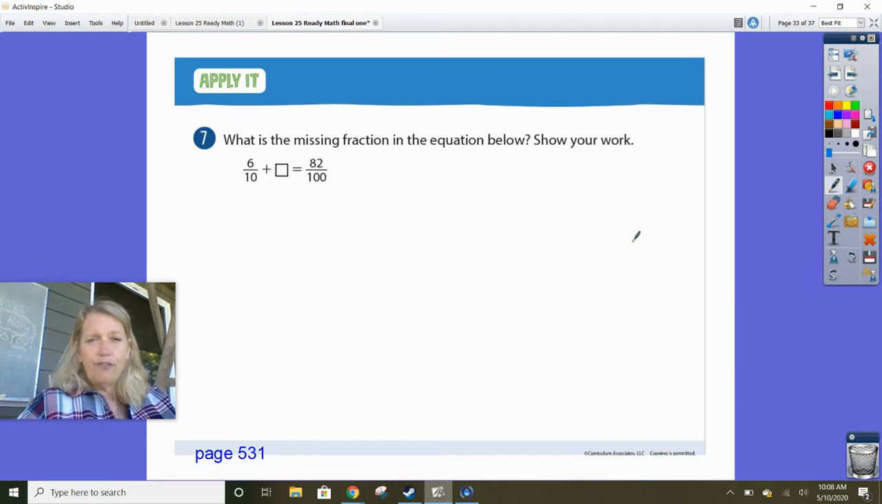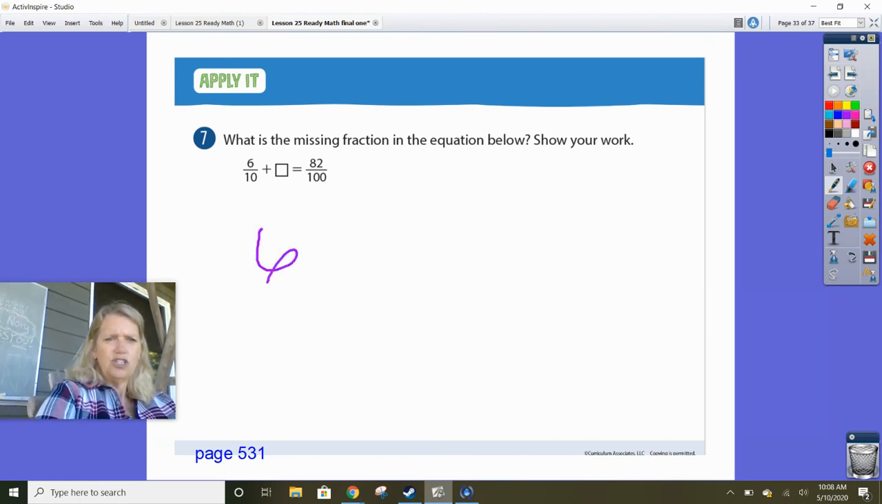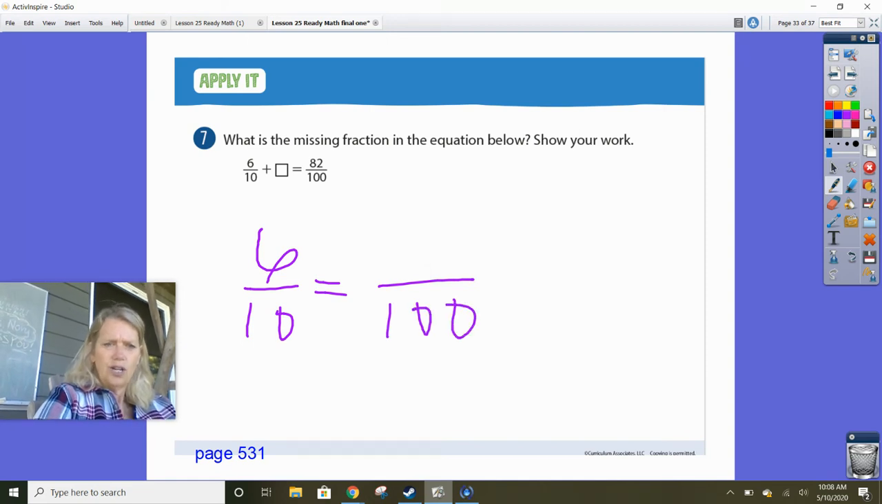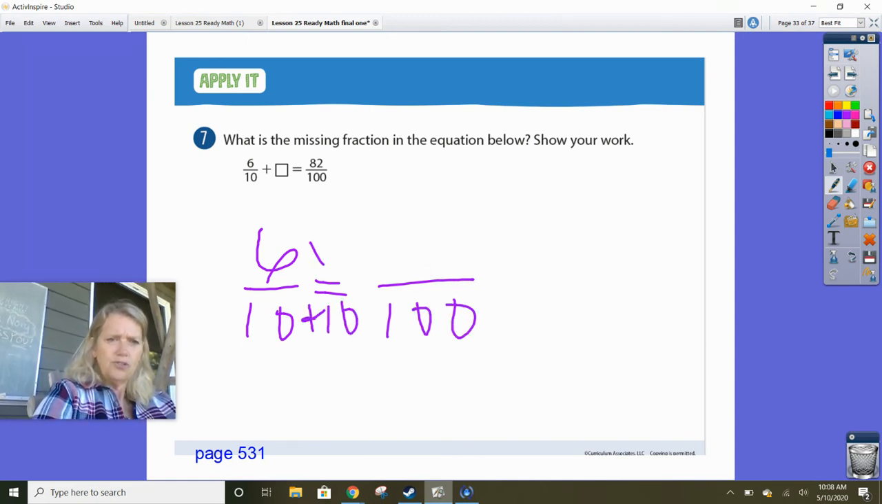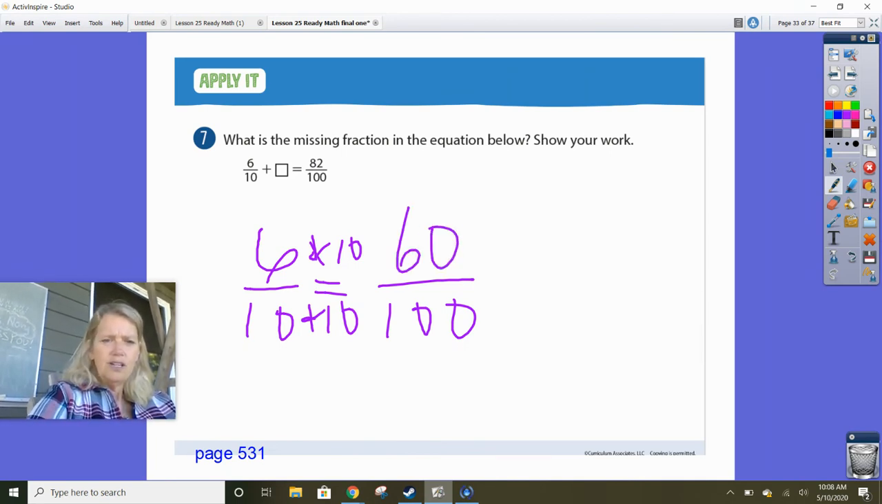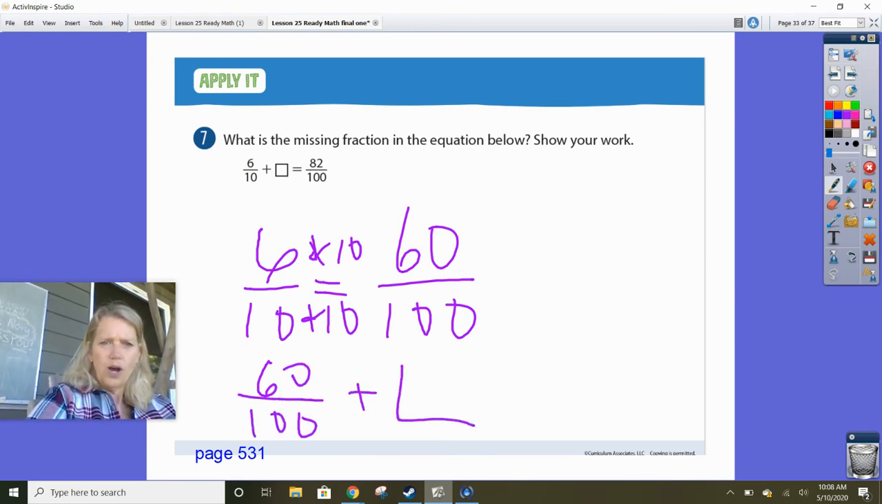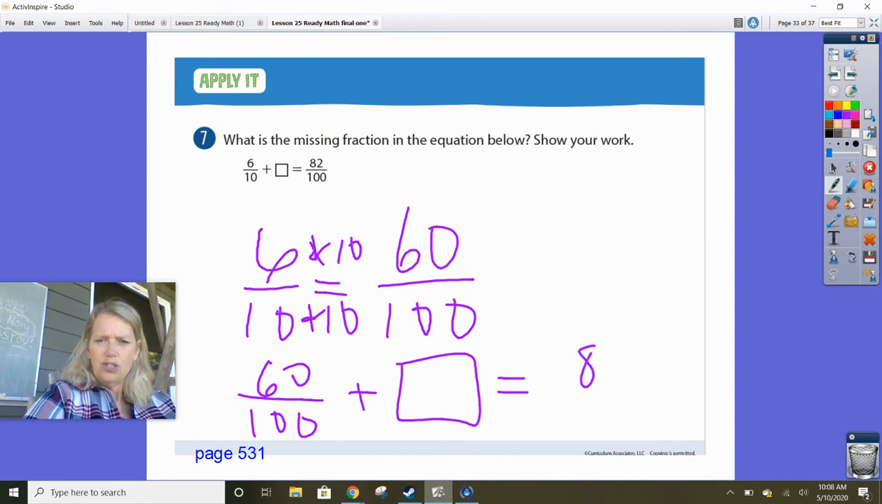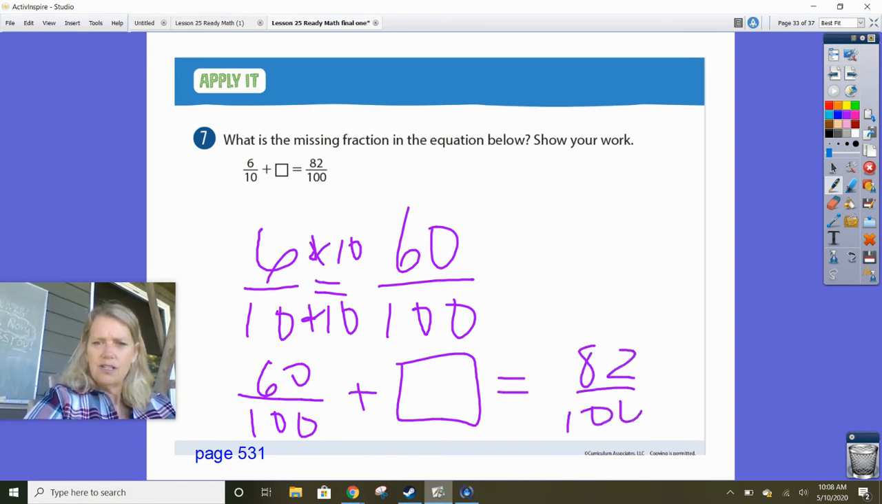What is the missing fraction in the equation below? Show your work. 6/10. I think I'll change 6/10 to hundredths. That strategy, equivalent strategy, should help us. 6 times 10 is 60. Okay, so now if we have 60 100ths, because that's equal to that, plus what equals 82 100ths?